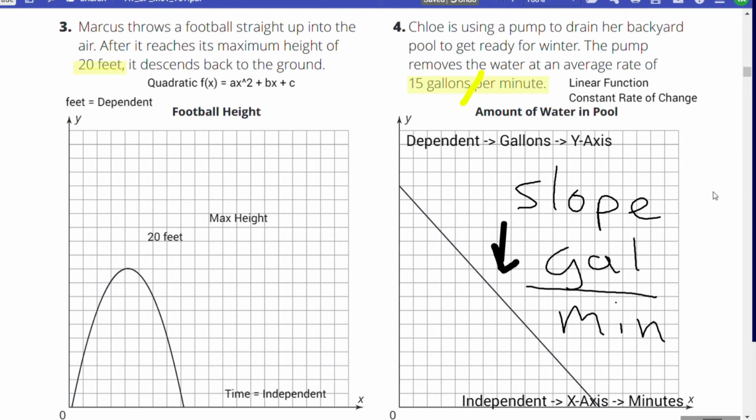Because we know the unit rate, we know the numerator of the slope or unit rate is going to be gallons. And so that's the dependent variable, which is also going to be the y-axis. The independent variable would be the denominator of the unit rate, which would be the x-axis, which is in minutes. So the x-axis is measuring minutes, while the y-axis is measuring gallons.